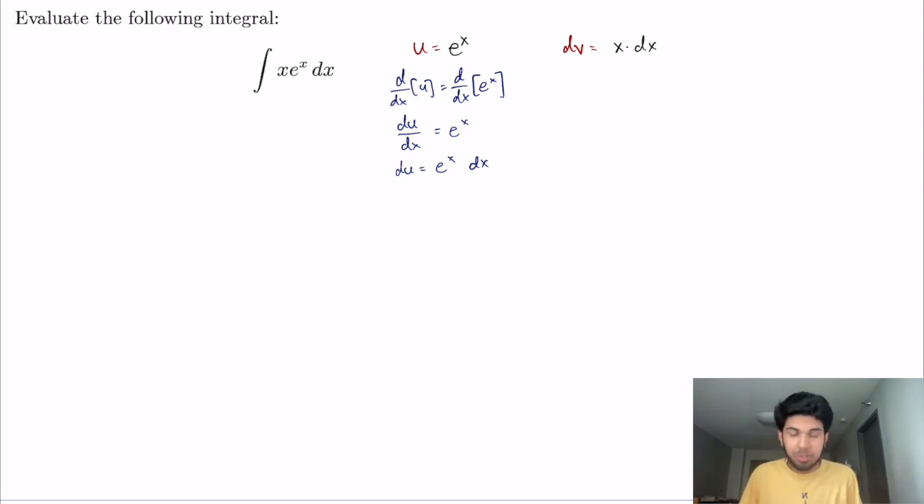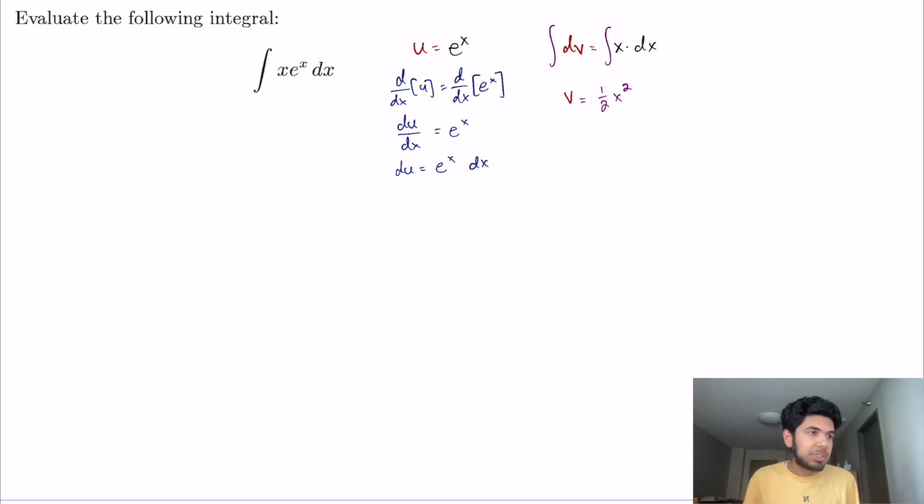Now for dv, we want to calculate v. So for that, we need to take the integral of both sides. And the integral of dv is just v. The integral of x is going to be 1/2 x squared. And we can ignore the constant c. The reason is, well, we'll see the reason in just a moment, but for now, let's ignore it.